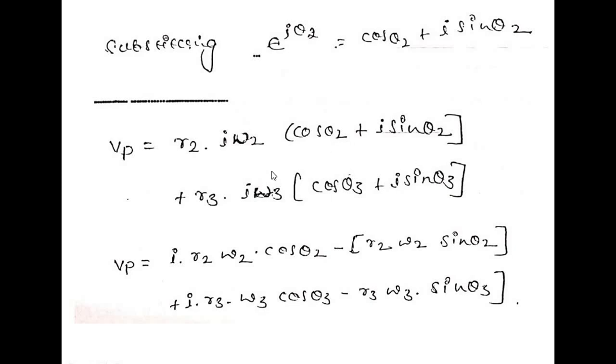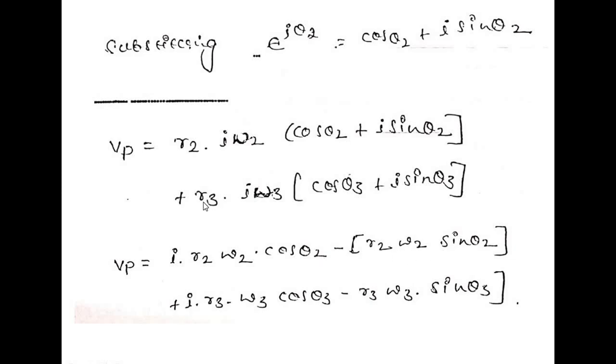Here what we will do is separate the terms like this. I R2 omega 2, we separate the terms in the bracket, cross multiply, so we get I R2 omega 2 cos theta 2. This I into this I, the imaginary number, will be I square, so that will be minus 1, minus R2 omega 2 sin theta 2. So this will come like this.